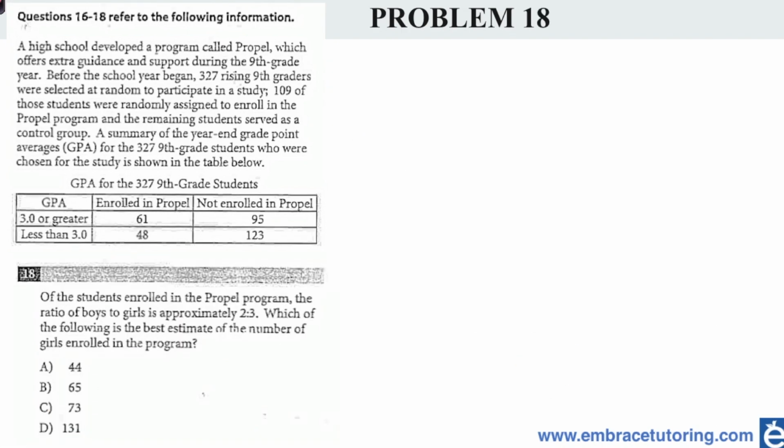Problem number 18 states, of the students enrolled in the Propel program, the ratio of boys to girls is approximately 2 to 3. Which of the following is the best estimate of the number of girls enrolled in the program?